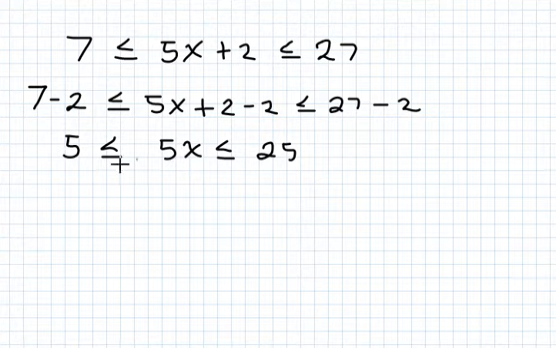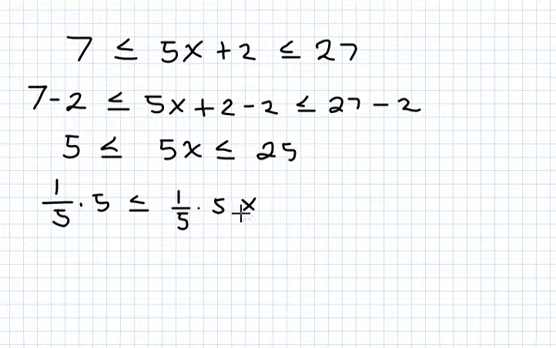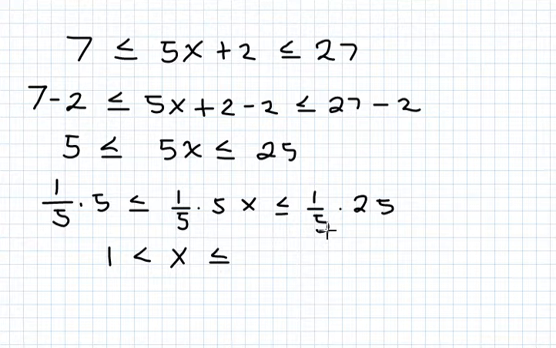Now I'm going to go ahead and multiply through everything by 1/5. We want to get a 1 here. And we're going to do that by multiplying through by 1/5. So 1/5 times 5 is less than or equal to 1/5 times 5x is less than or equal to 1/5 times 25. So 1/5 times 5 it just becomes 1. And of course this is 1/5 times 5. That becomes 1 also. And less than or equal to 5 goes into 25 5 times.